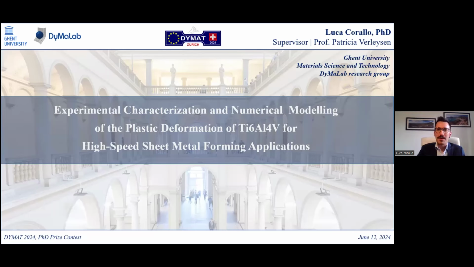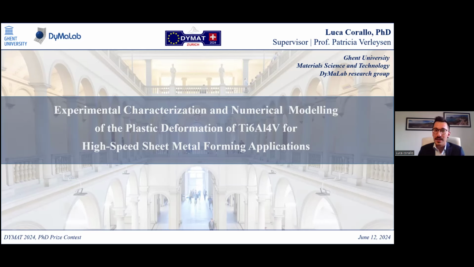I performed my PhD at Ghent University under the supervision of Professor Patricio Verleysen, and I'm currently a postdoctoral researcher at the University of Catania. Today I have the pleasure to share with you results of my PhD thesis entitled Experimental Characterization and Numerical Modeling of the Plastic Deformation of Ti6Al4V for high-speed sheet metal forming applications. So, such a long title.